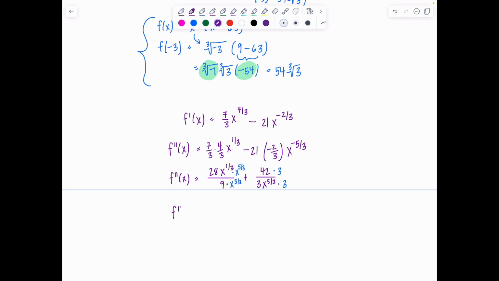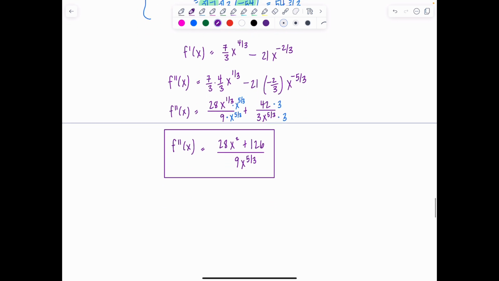F double prime of x is going to be 28. I'm adding those exponents. So 1/3 plus 5/3, that's 6/3, aka 2x squared, plus 42 times 3, that's 126, over 9x to the 5/3. Beautiful. Wow, there's my second derivative. Let's box it. That was pretty painless, I'm telling you.